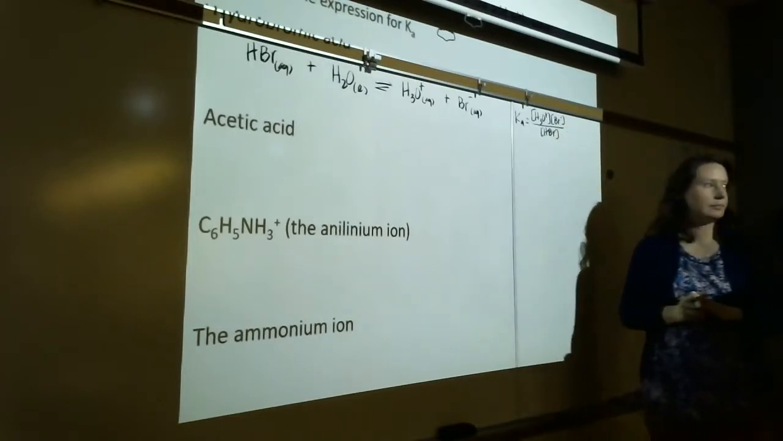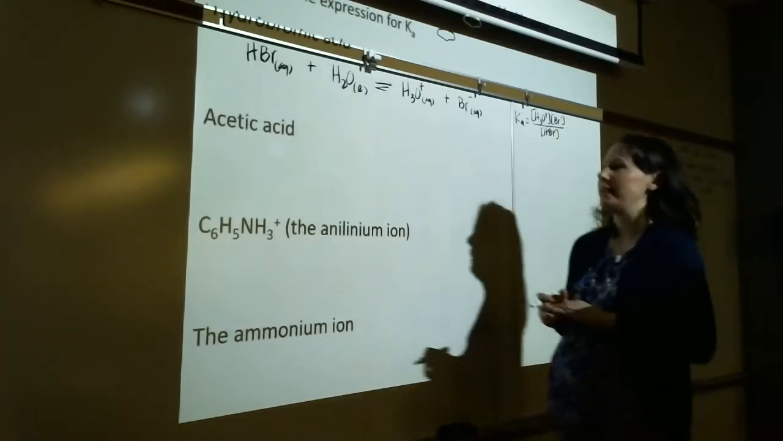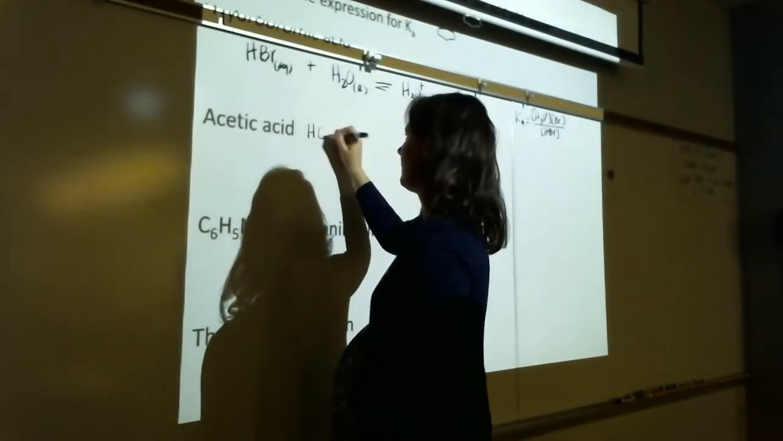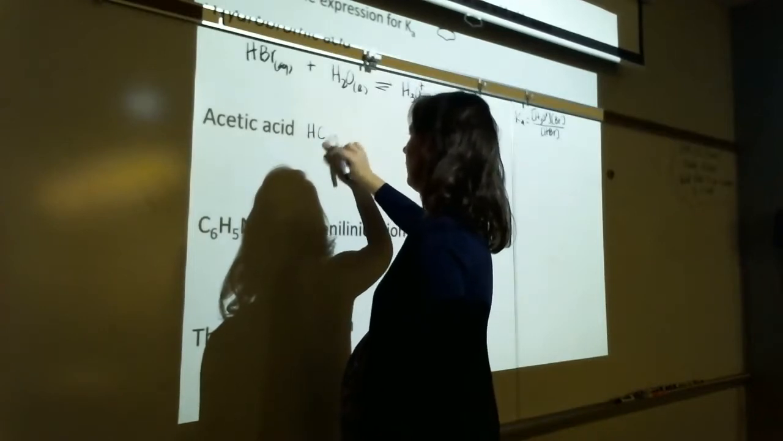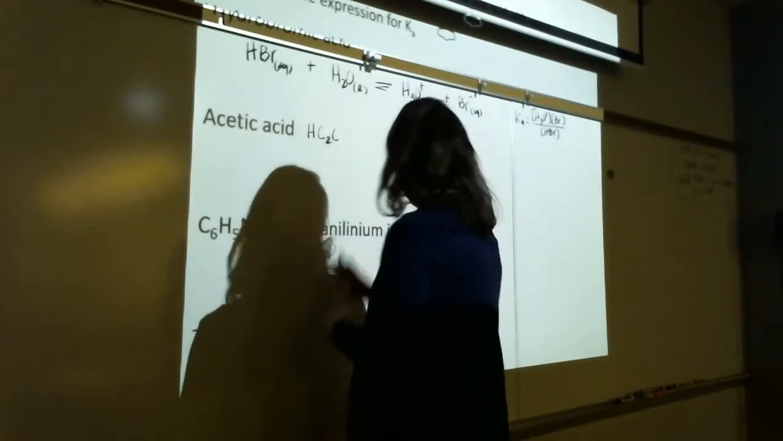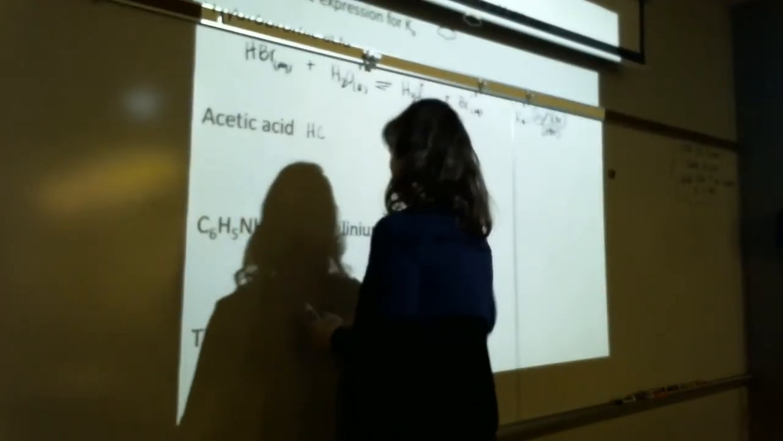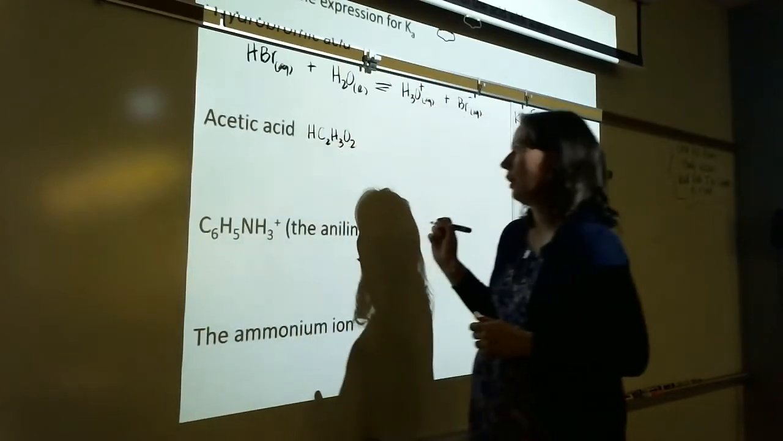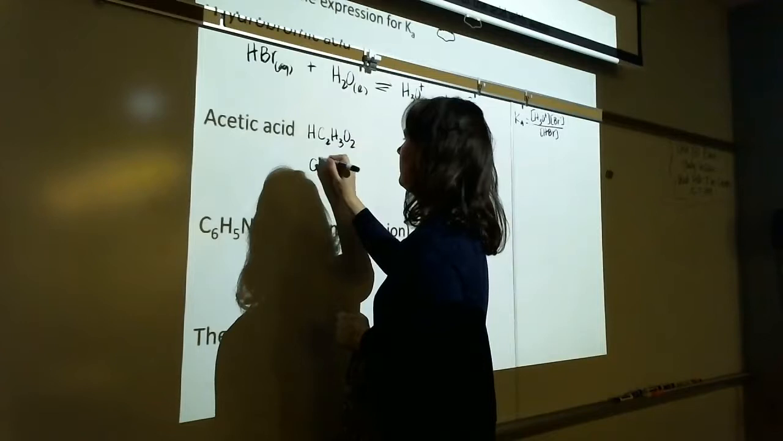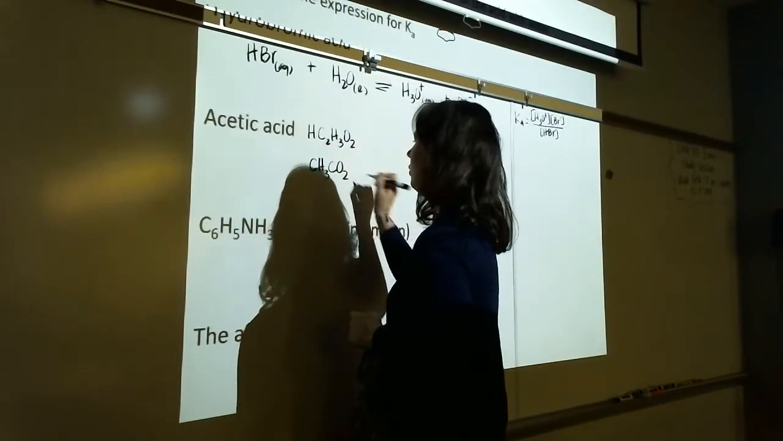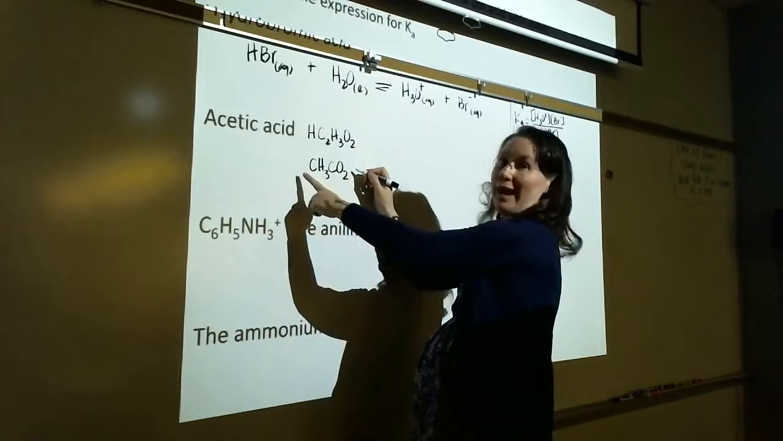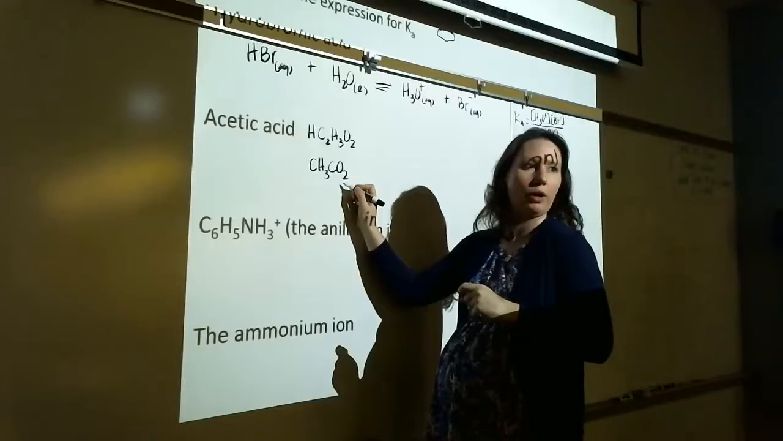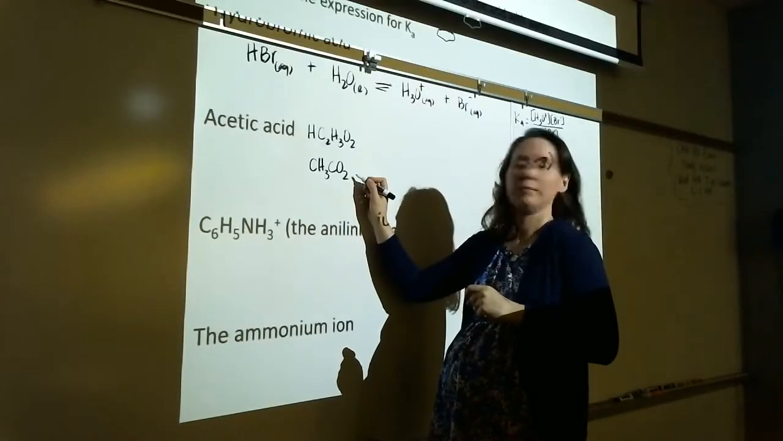Do we agree? What's the formula for acetic acid? Okay, so you can write that as H C2H3O2, right? You could also write it as CH3CO2H, and then you could put the H at the front or the H at the end. Where do you prefer to put it? If you write it like this, where'd you put it? At the end? That's fine.